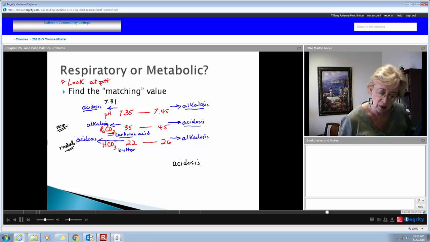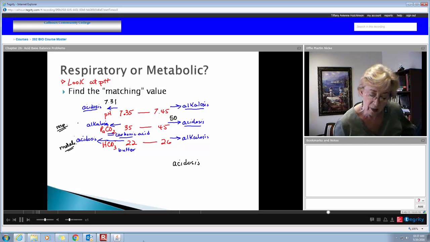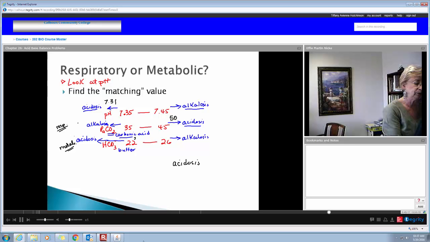So let's look at the other two values and see. PaCO2 is 50. Write it where it falls. PaCO2 is 50. What about the other one? HCO3 is 22. All right. What's the next step?